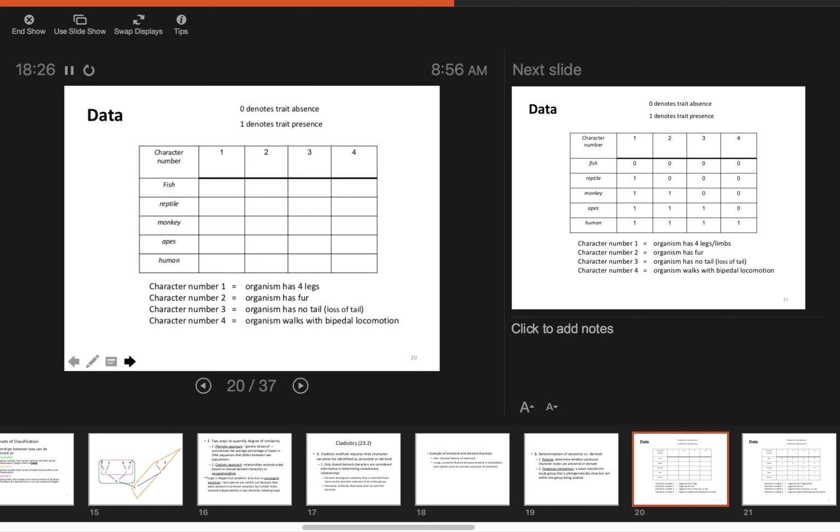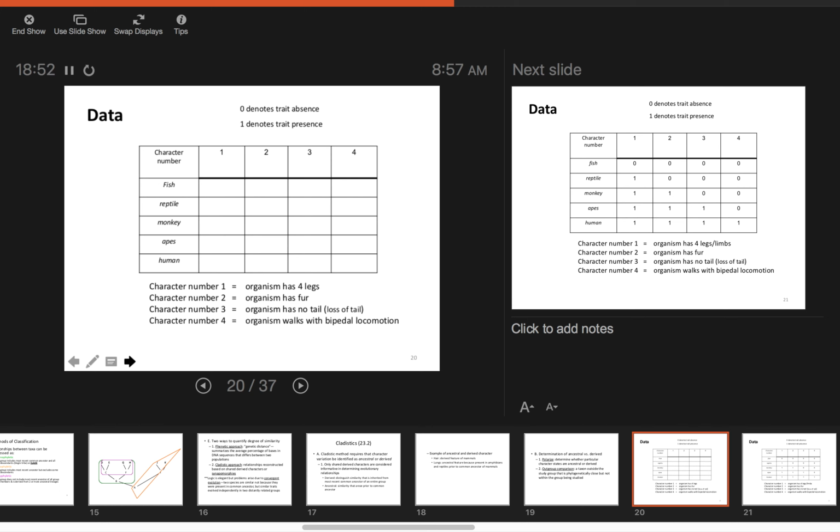4 legs. Well, limbs. We'll say limbs. I mean, legs and limbs. Has fur. Has no tail. What has a tail? Has a tail, big time. Walks with bipedal locomotion. Yeah, they can, can't they? Well, they can't. No. I mean, that's not how they primarily move.